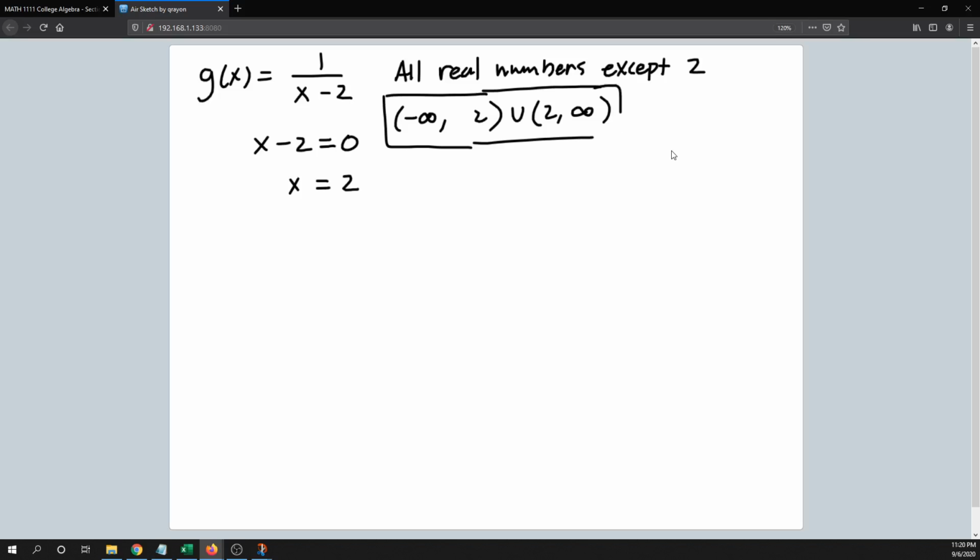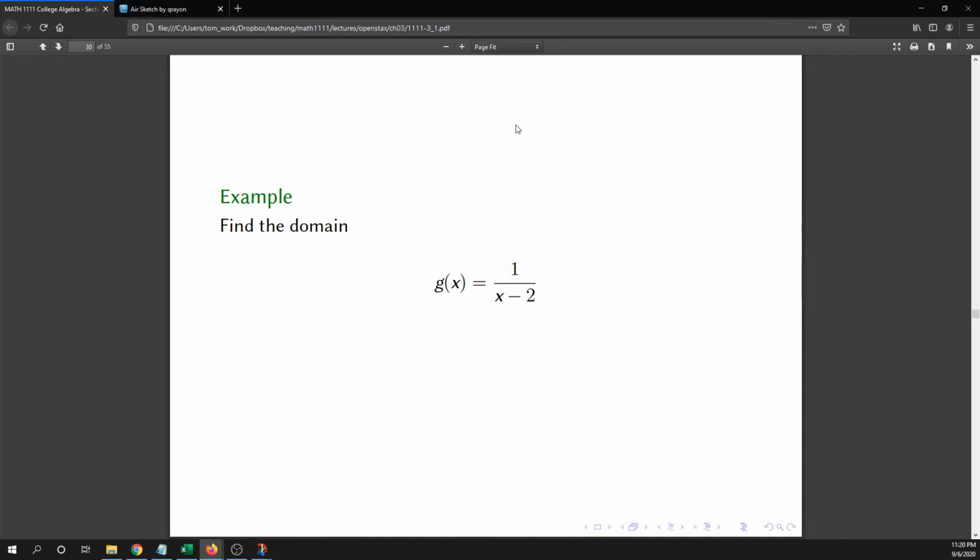A lot of times you'll see me write the domain as domain of f like this. Okay, so I'll write domain of f equals this set here. You don't have to worry about that, just you can write it like this on the test or quiz, okay? All right, let's take a look at another example.